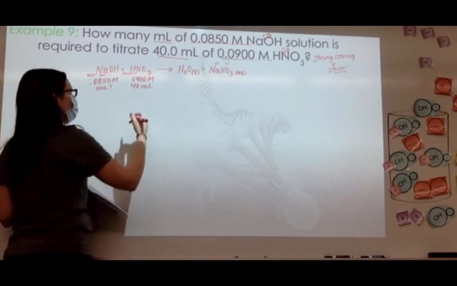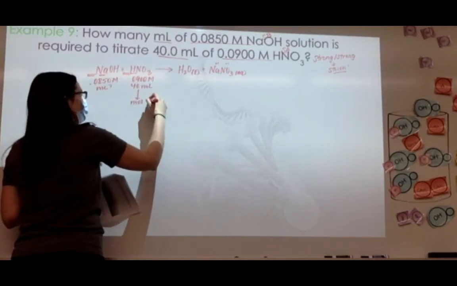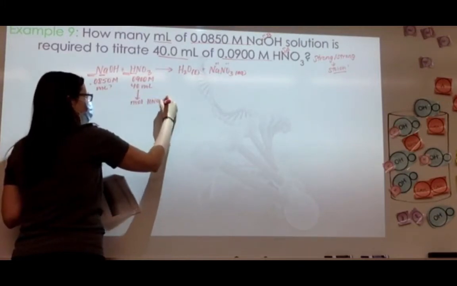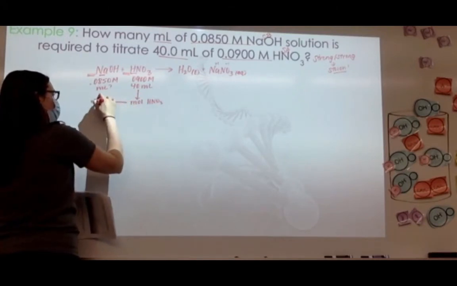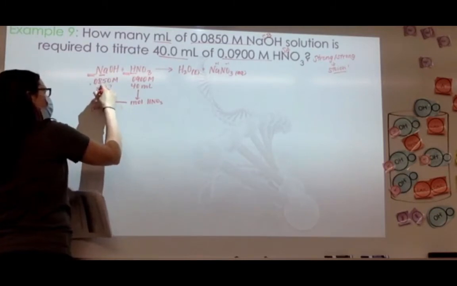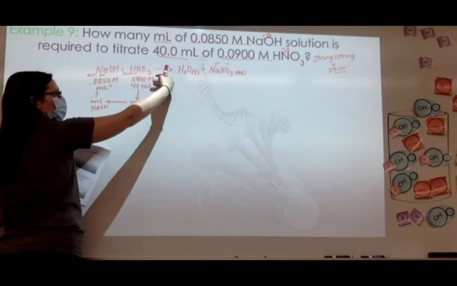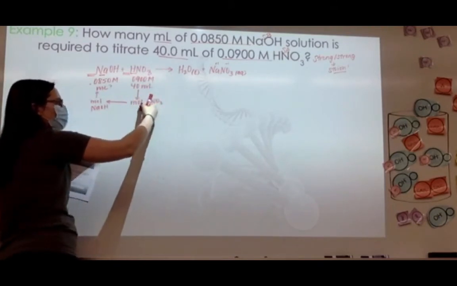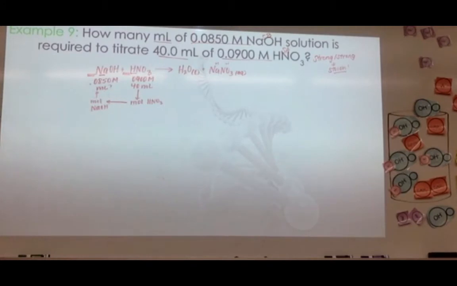So here's really what we're trying to do. We want to go to moles of HNO3, use stoichiometry to go to moles of NaOH, and then go back up to volume of NaOH. So this is just stoichiometry. Take the information of HNO3, go to moles, use the mole ratio to go to moles of NaOH, use the molarity to get liters.